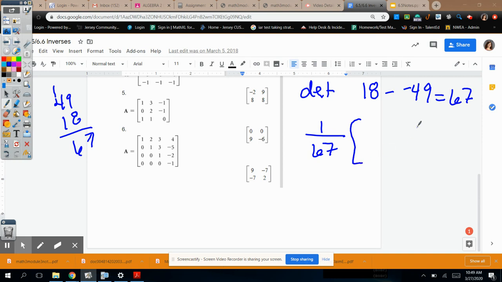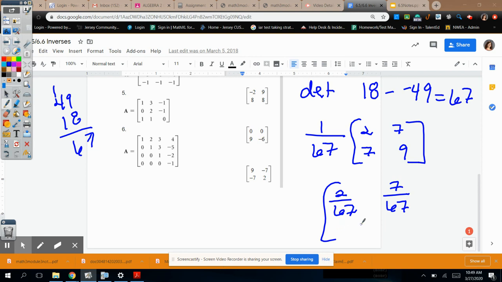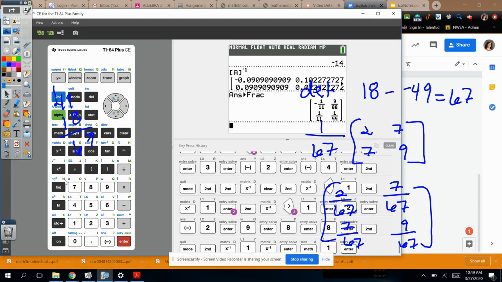So let me put 1 over 67. And now we switch and change the signs. So switch these two guys: the 2 goes here and the 9 goes here. And then these two guys would be positive 7 now. And we get 2 over 67, 7 over 67. Seems disgusting. 7 over 67 and 9 over 67. Okay, to check with the calculator if you wanted: 9, negative 7, negative 7, 2.